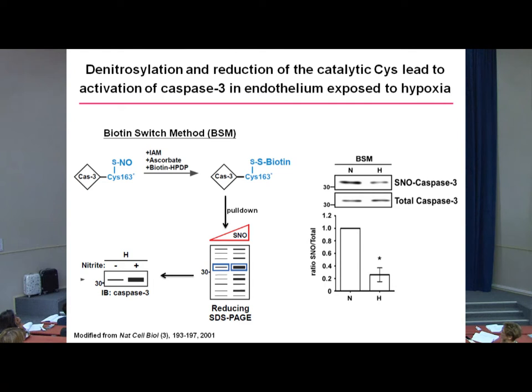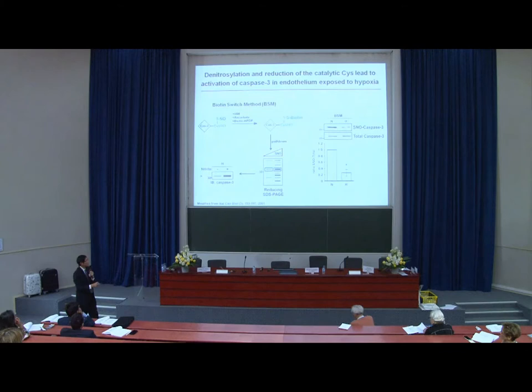So this is the result we got. In response to hypoxia, now we see the decreased SNO level of caspase 3. So this is the endogenous SNO level of caspase 3 in MS1 cells. For the quantitative analysis, you can see a very clear decrease in the SNO level. So that leads to the second hypothesis.